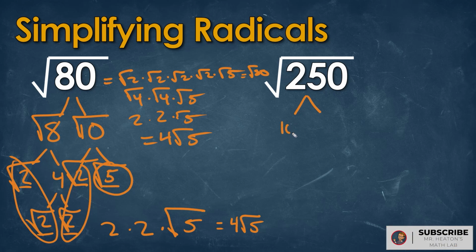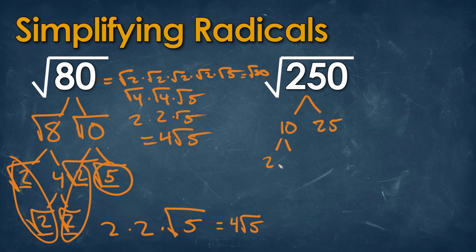We know that 10 and 25, if you multiplied them, would be 250. We can simplify 10: we know that 2 times 5 is 10. We know that 25 is 5 times 5. So it looks like we got one pair. We got a single 2 and a single 5.